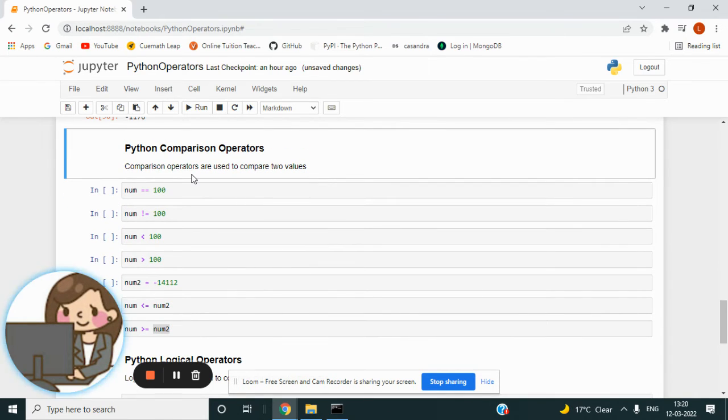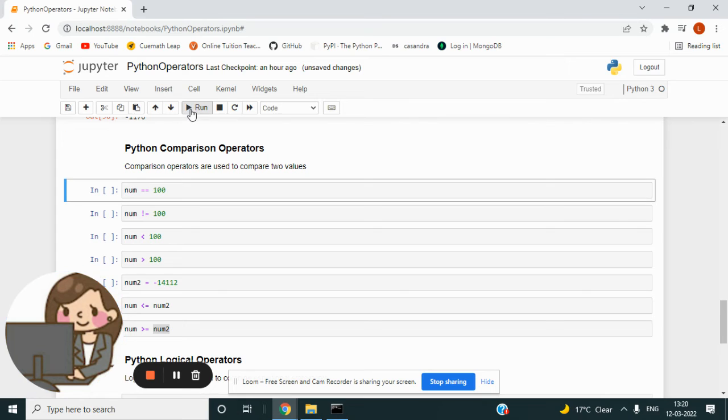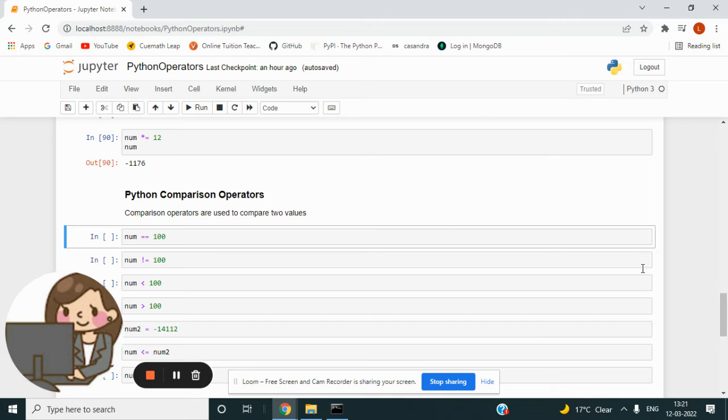Okay. Now let us look at comparison operators. Comparison operators compare two values. Here, num double equal to 100 is checking if the value of num is equal to 100 or not. If we use a single equal to, it becomes an assignment operator. But since we are using two equal to symbols, it acts as a comparison operator. Earlier we saw that num has a negative value, negative 1176, right?